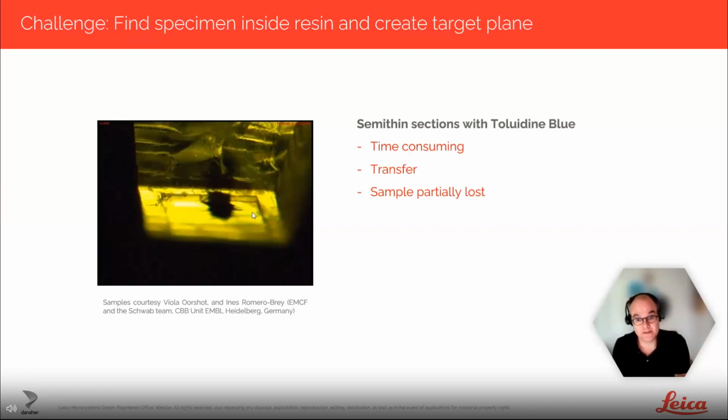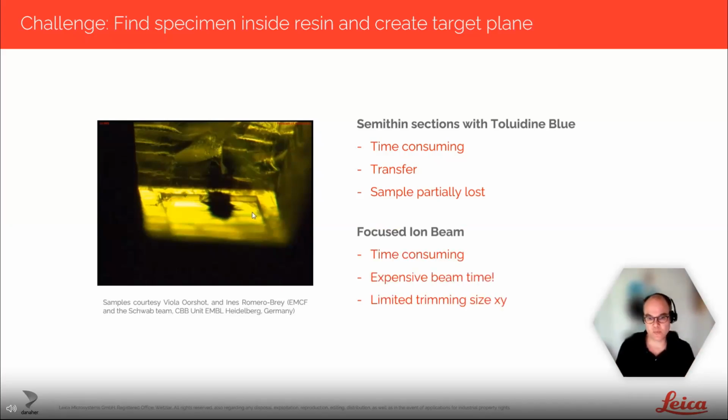Now we could do semi-thin sections with toluidine blue and cut also away a little bit of the sample, because as soon as you see it, you already have lost a little bit of your sample. But this is time consuming, and you have to also transfer between the ultramicrotome and the microscope. On the other hand, you could also use the focused ion beam on the SEM, but again, this is time consuming and the beam time is very expensive. And you're also limited in trimming size in XY.